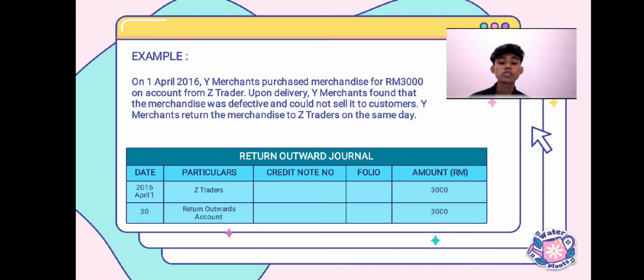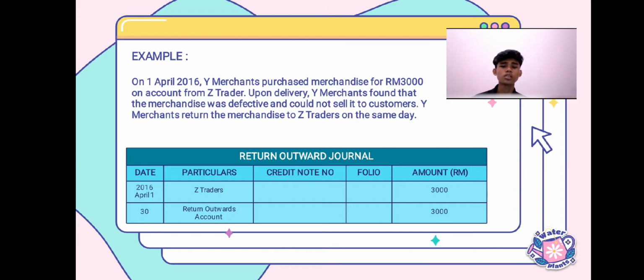On 1 June 2020, A purchased merchandise for 3,000 on account from B trader. Upon delivery, A merchant found out that the merchandise was defective and therefore could not sell it to the customer. A merchant returned the merchandise to the B trader on the same day.